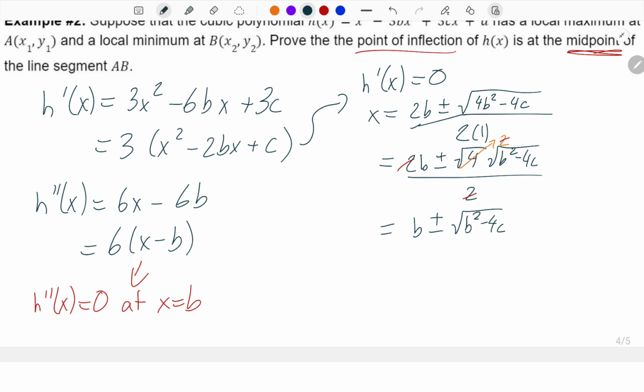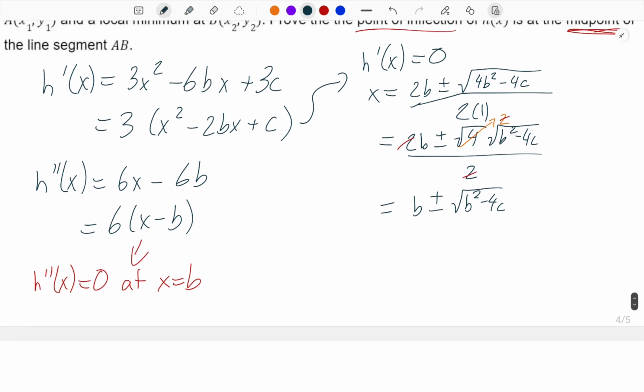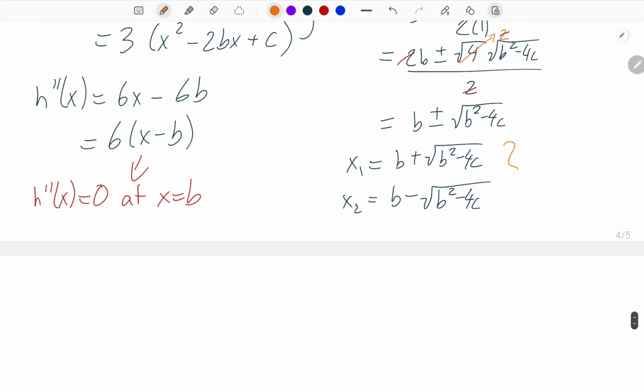And so let's just make this correspond to our 2 points. We have x1 and x2. So x1 is going to be, let's say, b plus the square root of b squared minus 4c. And x2 is b minus the square root of b squared minus 4c. All right, and what does the question ask? It's asking, well, basically, are those 2 critical points, which are the maximum and the minimum, well, is the point of inflection at their midpoint?